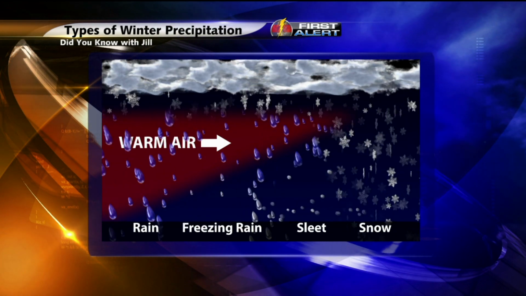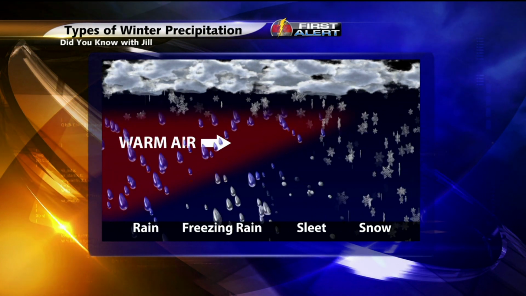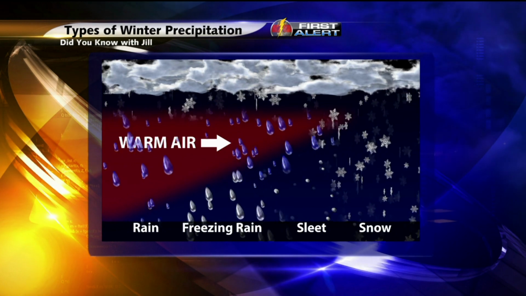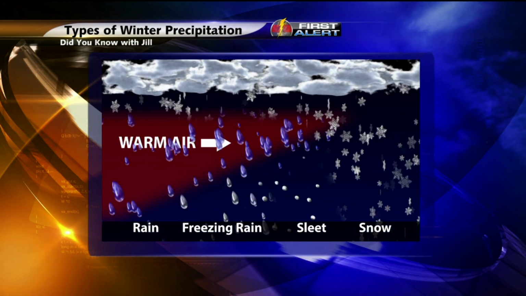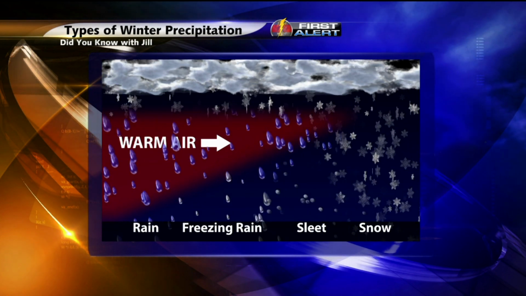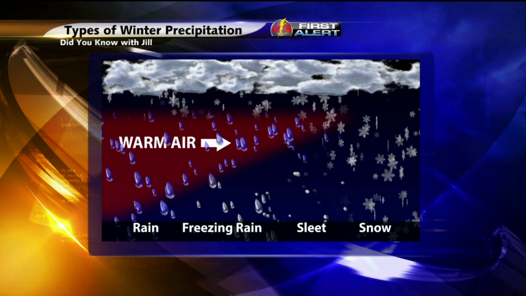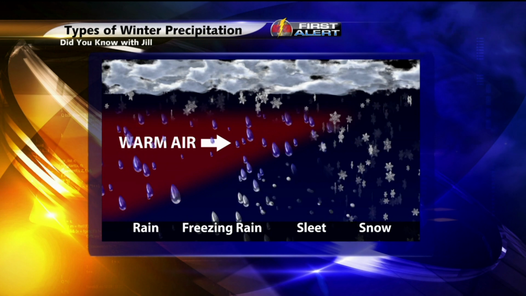Then looking at freezing rain, there is a deep wedge of warm air, so we see those ice crystals melting into liquid drops, but before they make it to the surface, they freeze, and that freezing usually happens once it makes contact with the ground or other surfaces.